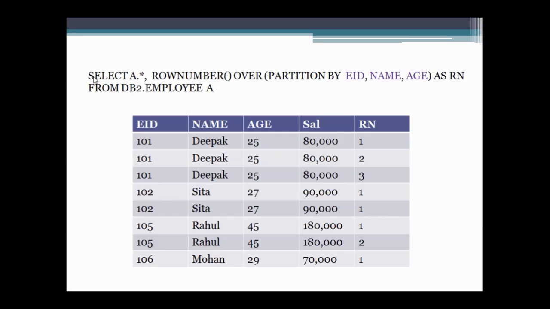We can write a query in such a way: select a.*, row_number() over (partition by employee ID, name, age) as row number from the employee table, giving it an alias name A. Now what does row number do? It allows the assignment of consecutive numbers to rows in a result set.